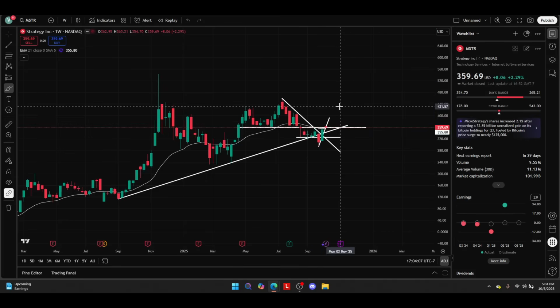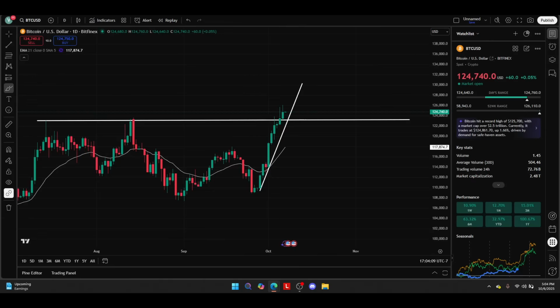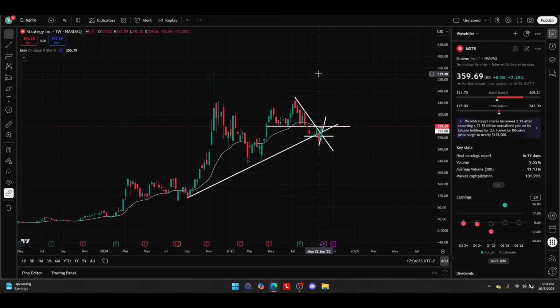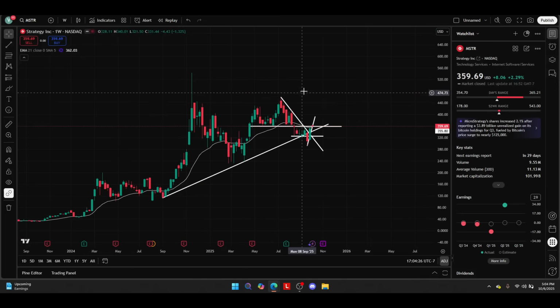I already changed over to Bitcoin, which I'm already up from my average price, and I'm expecting this to continue much higher. But yeah, MSTR, hopefully it does continue higher. It does look like it will on the technicals, but I'm just going to wait for the next bear market.